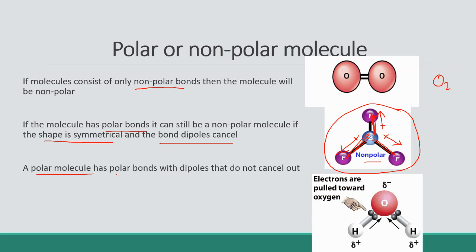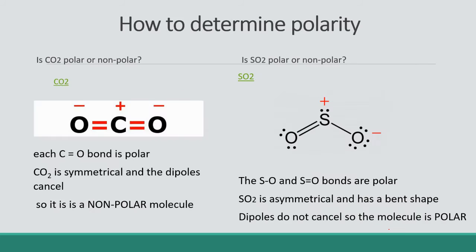So a polar molecule has polar bonds and it's got dipoles that do not cancel out. So in water, there are lone pairs of electrons which make the molecule non-symmetrical, and the dipoles don't cancel out. So this side of the molecule is slightly negative and this side of the molecule is slightly positive, and that means there's a permanent dipole and the molecules are polar. So there are polar interactions between the molecules.